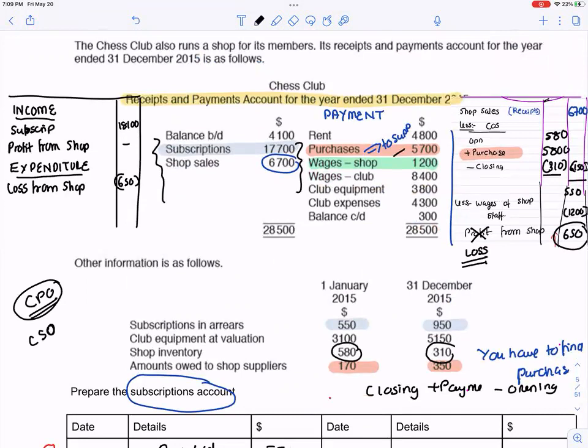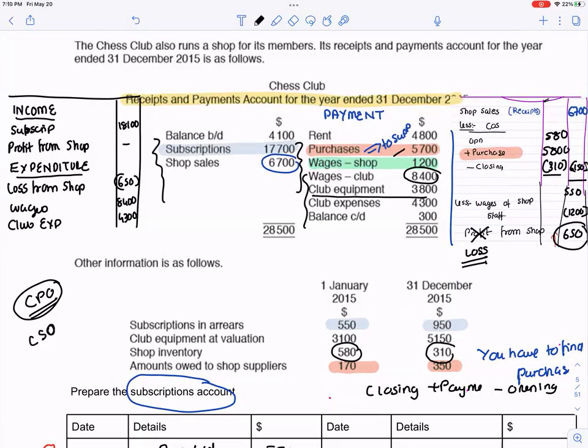Okay, fine. Other expenses, where will you get it from? From the payment side. What would be the other expenses? Wages, club equipment, and club expenses, 4300.